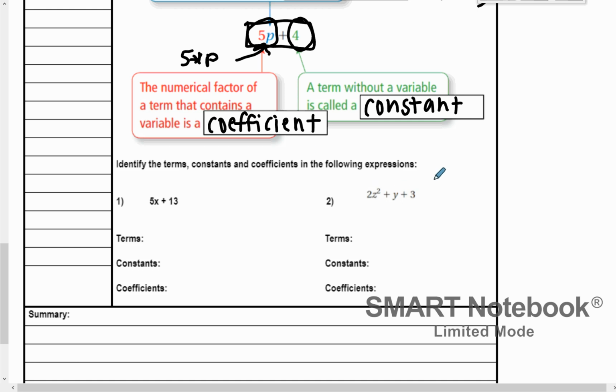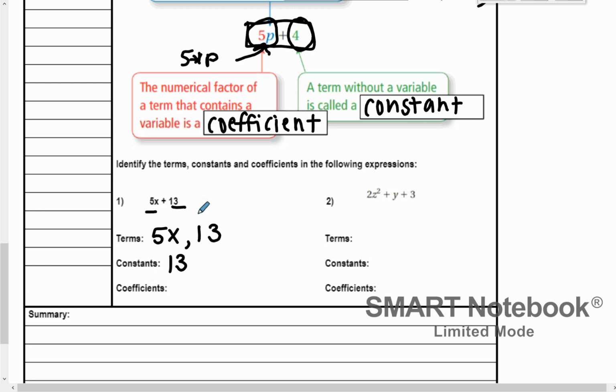Great, so the terms are the parts of the expression. So our terms here would be 5x and 13. Okay. Our constants. Constants don't have a letter. So here I have a 5x and a 13. The term that does not have a letter is called a constant, which in this case would be 13 because 5 has an x with it.